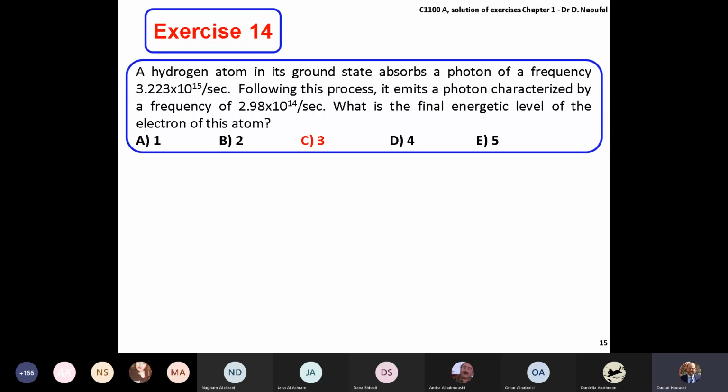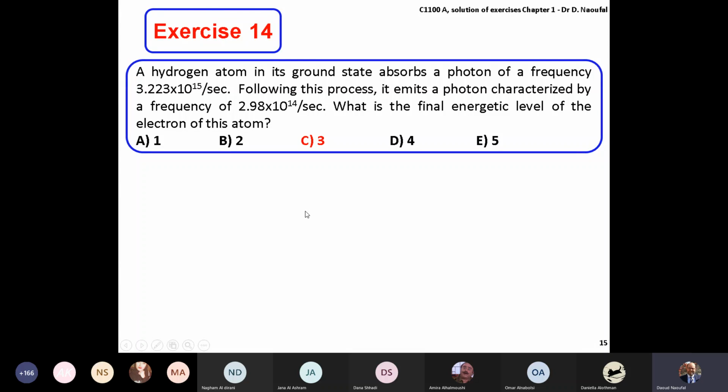So this electron at level 1 will pass to a higher level n. Following this process, the electron should return from n higher to n lower. But it's not necessary that this electron returns to n equal 1. So the question: what is the final energetic level of the electron of this atom?